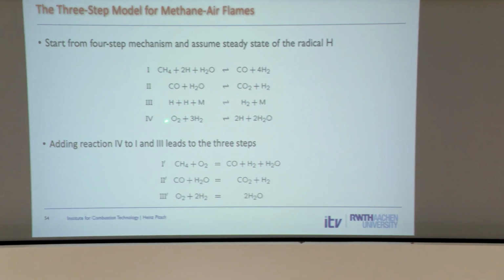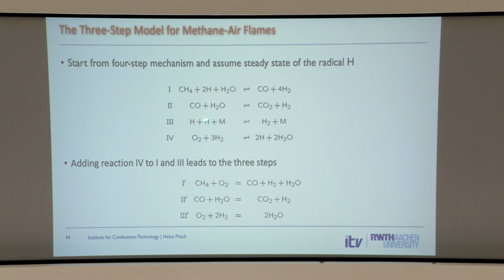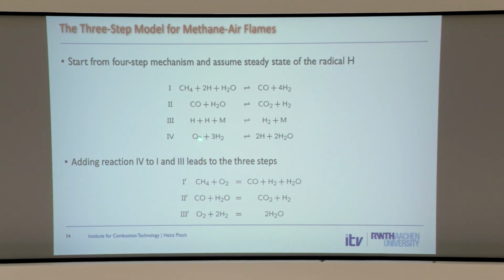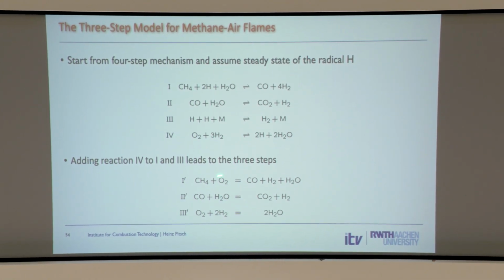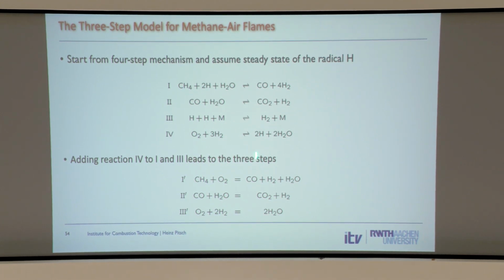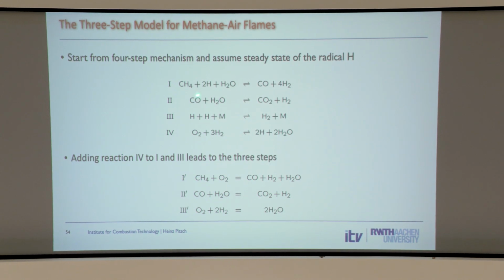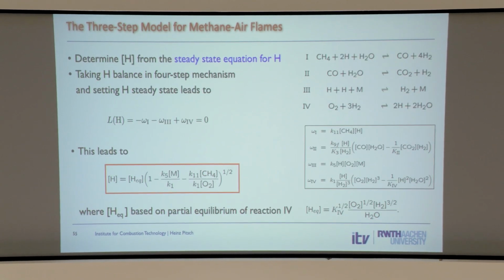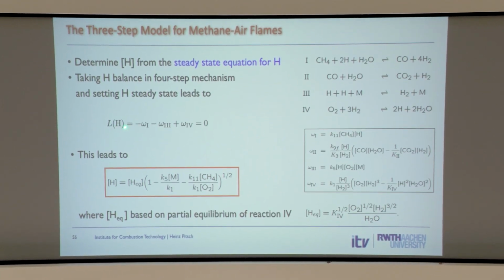We eliminate the radicals here with the last reaction. So I add the last reaction to the first one, and then I get this. So you see here the radicals go away. And then I add this one to the second last, and I get this, and this one here didn't have any hydrogen, so that just remains. And then from this, we can also look at the steady state relation for the hydrogen radical.